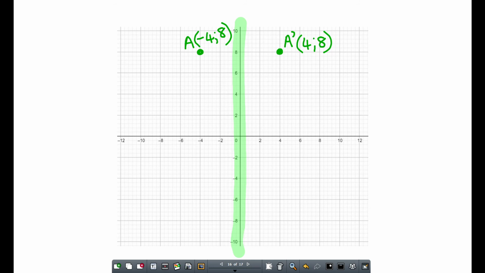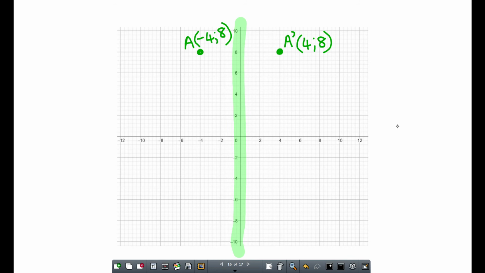Now let's have a look. What changed? Which value, X value or Y value? The X value changes. So what you guys have got to remember is when we reflect in the Y axis, the Y value will stay the same. The X value will change. So if it was a negative, it will now become a positive. Or if we did it the other way around, if it was a positive, now it will become a negative.